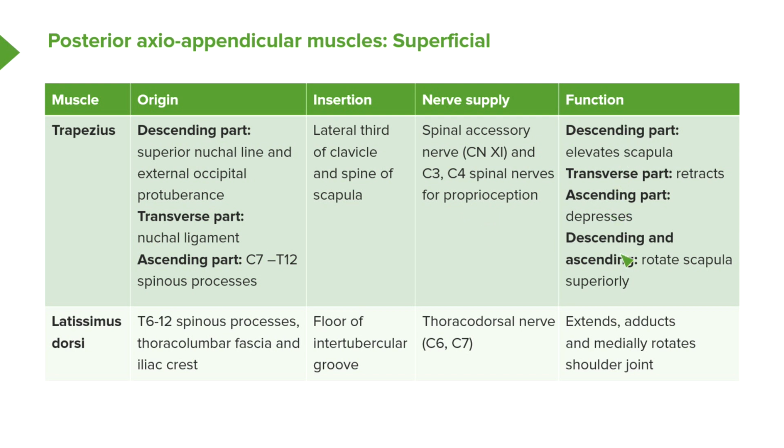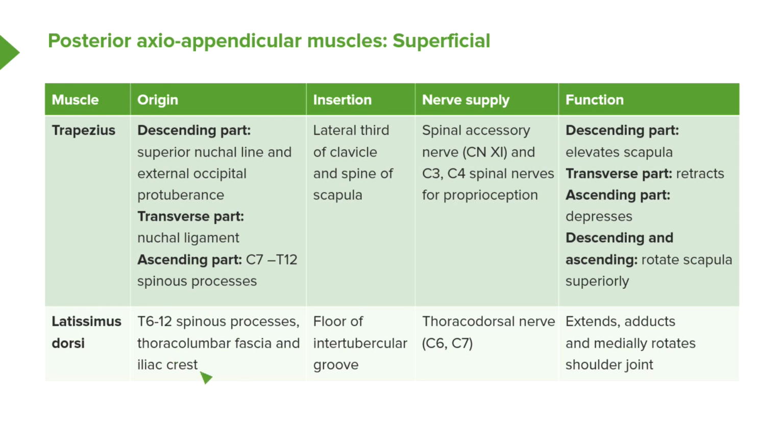The function of these parts of trapezius: the descending part helps to elevate the scapula, the transverse part helps to retract, pull the scapula backwards, and the ascending part helps to depress the scapula. So important movements of the scapula. Working together, the descending and ascending parts help to rotate the scapula superiorly.